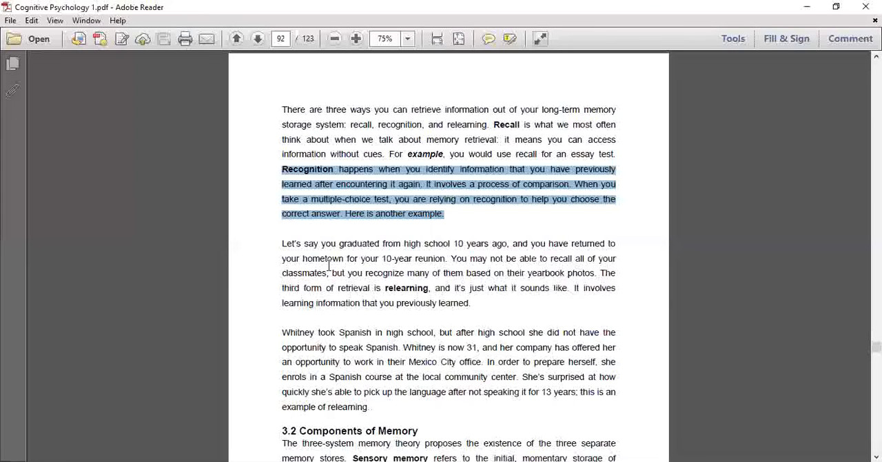An example was put there. You graduated from high school 10 years ago and you have returned to your hometown for your 10-year reunion, isn't it? You may be able to recall some of your classmates. I'm sure you still remember some of your classmates from grade 5, grade 3, even if they were removed from your school. Then comes another part, relearning.